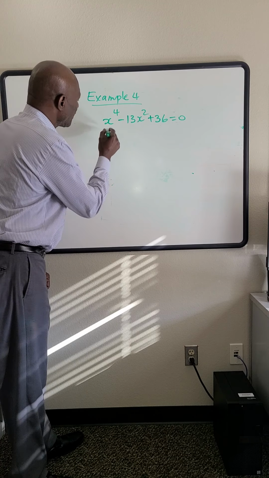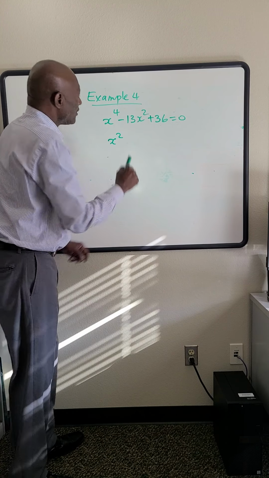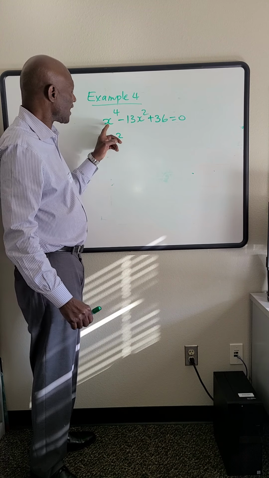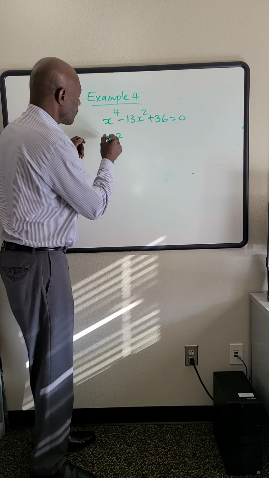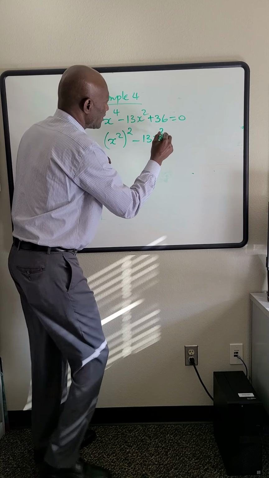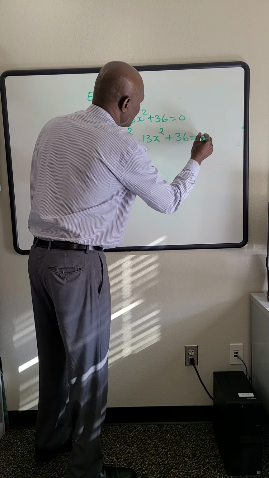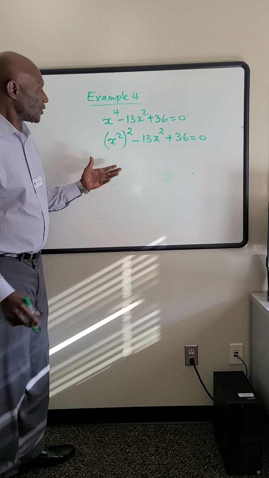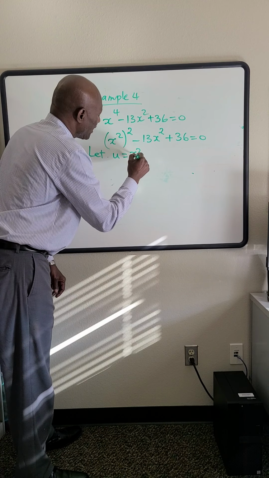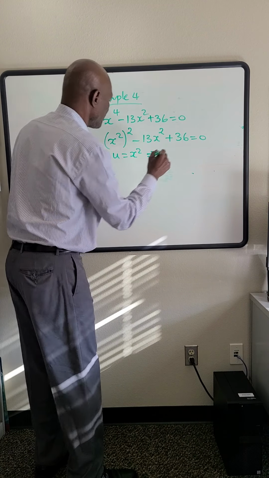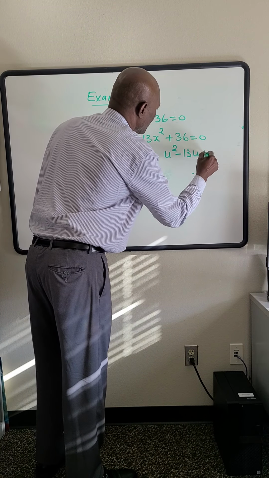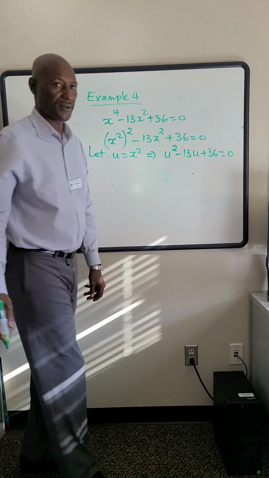So let's consider this as x squared. Usually it is based on the power in the middle. For example, we have x squared here. We try to have it here at the beginning. So we can say it is (x squared) squared minus 13x squared plus 36 equals 0. So what we do here, we can let u equal x squared. So the equation will become u squared minus 13u plus 36 equals 0.